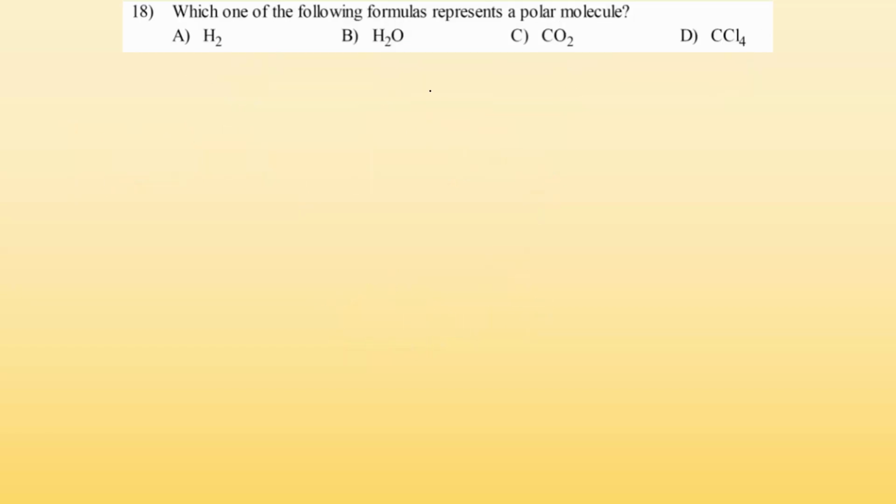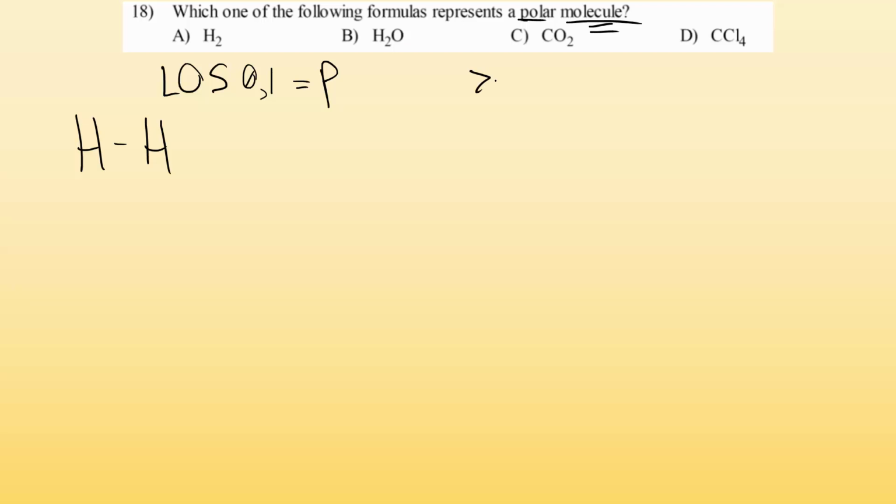18. Which of the following formulas represents a polar molecule? So we're not talking about bonds anymore. We're talking about a molecule. So we have to take a look at the shape of the molecule. If I have H2, it's going to come down to the lines of symmetry. If there's 1 or 0, then you have a polar molecule. If you have 2 or more, then you have a nonpolar molecule. So hydrogen, H2, we have 1, 2 lines of symmetry.